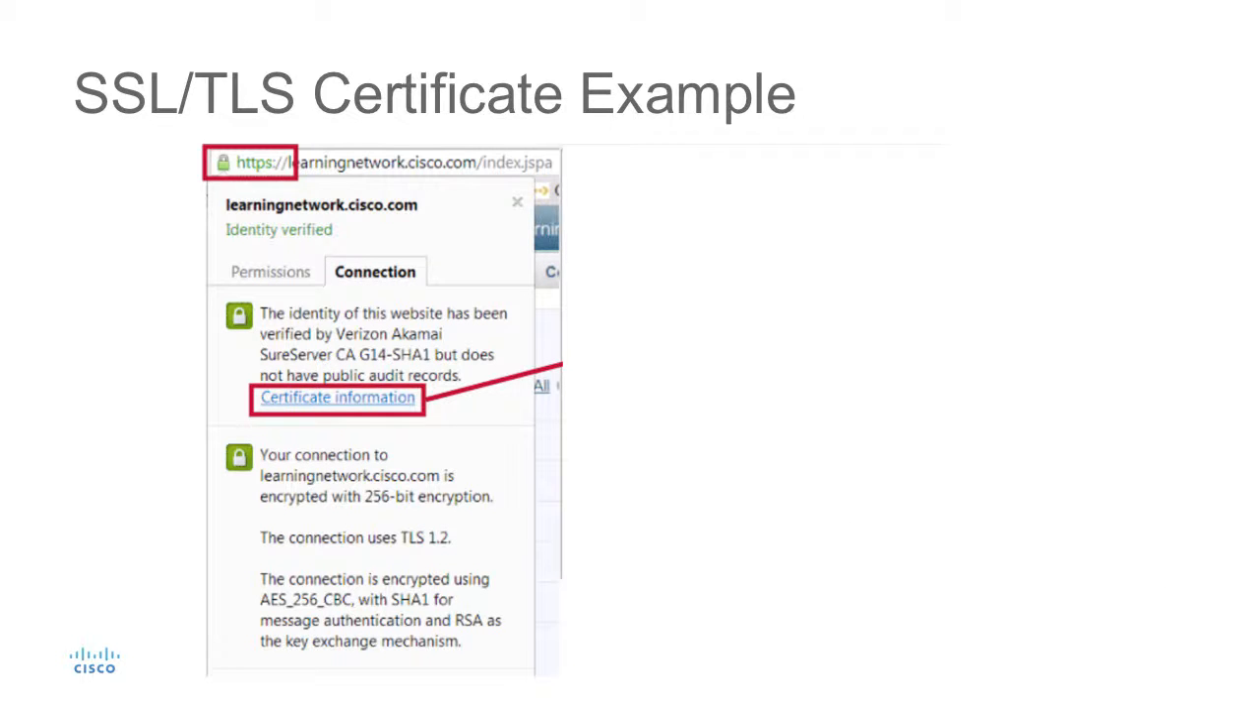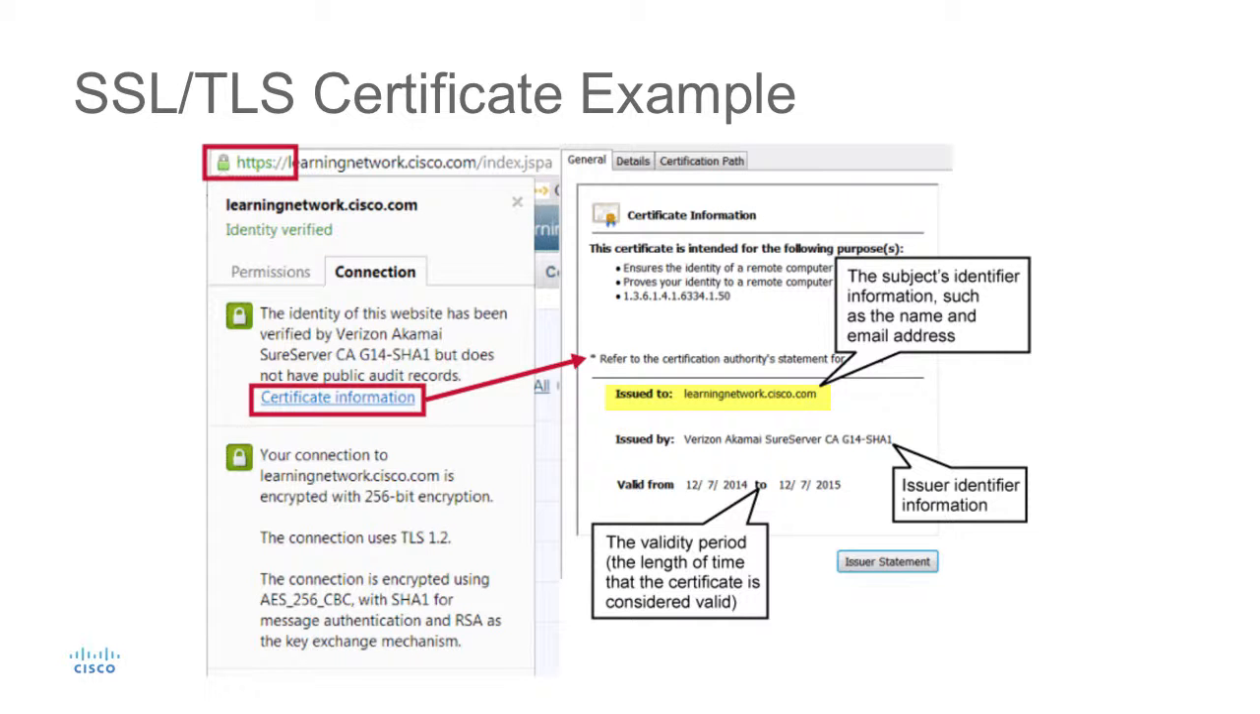Now when we look at our certificates, in this example we're looking at the learningnetwork.cisco.com website, and we can see that it is a website that is accessed via HTTPS. We can see in our browser that the identity was verified, and if we click on certificate information, we can actually look at the details. We can see who this was issued to, we can see who this was issued by, and we can see the validity period. And this is just a very general overview.